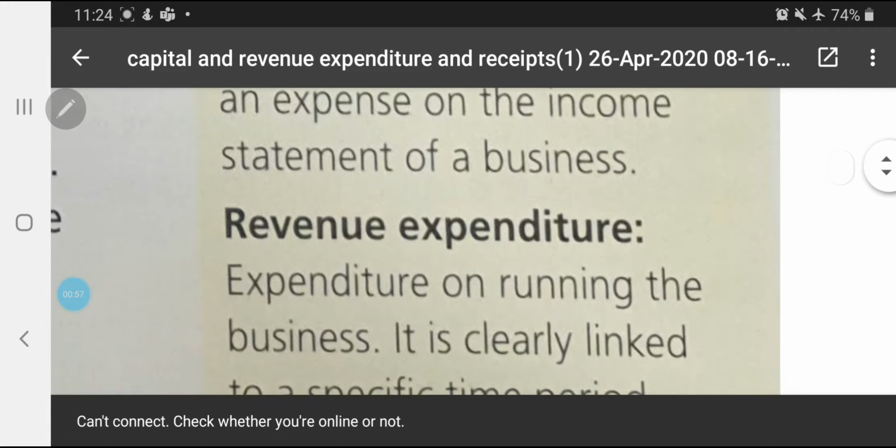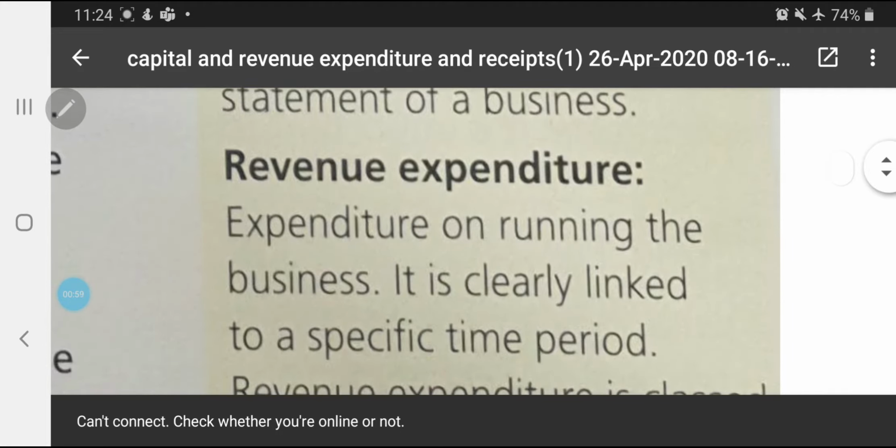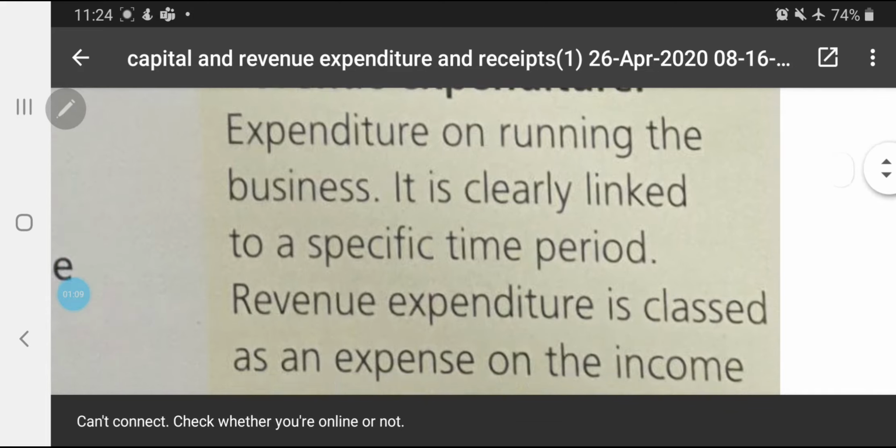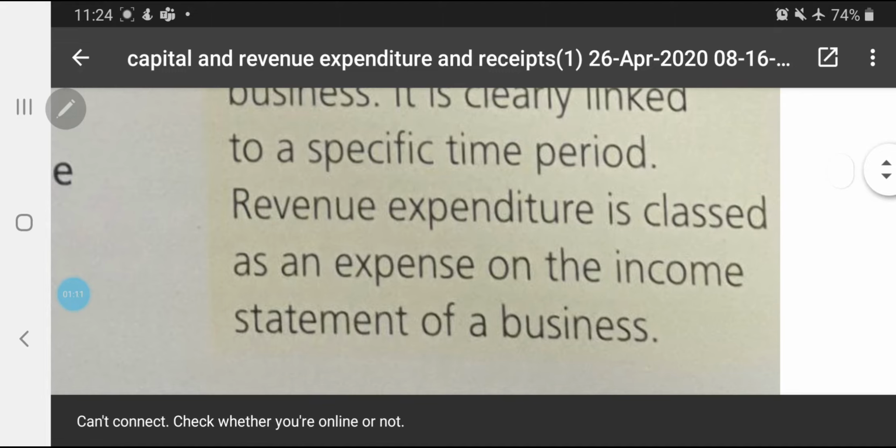Now, let's move to revenue expenditure. These are expenditure on running the business. It is clearly linked to a specific time period. Revenue expenditure is classed as an expense on the income statement of a business.